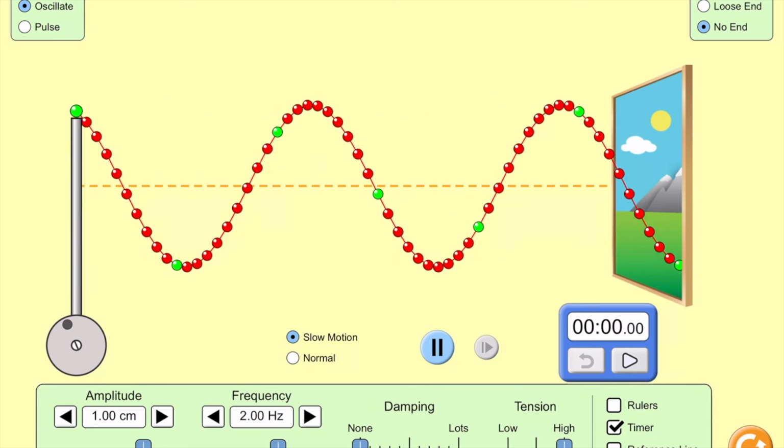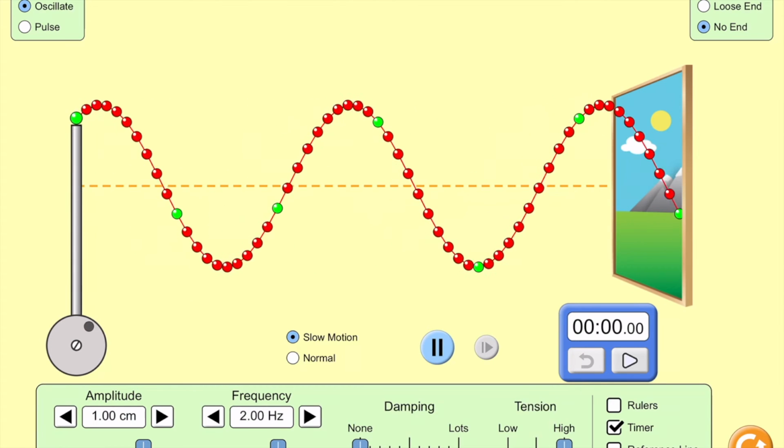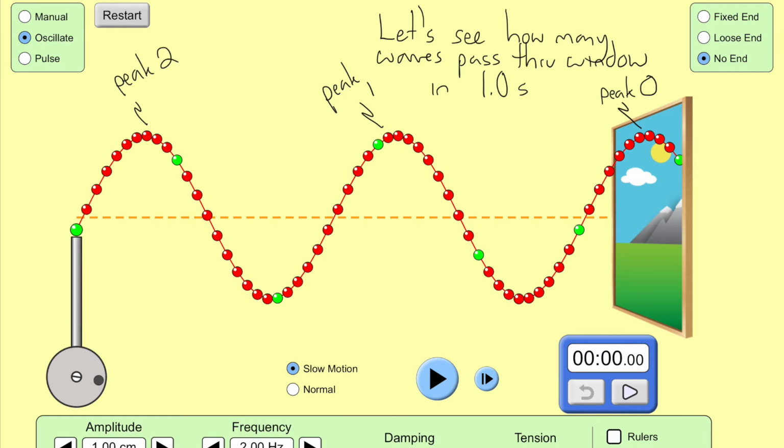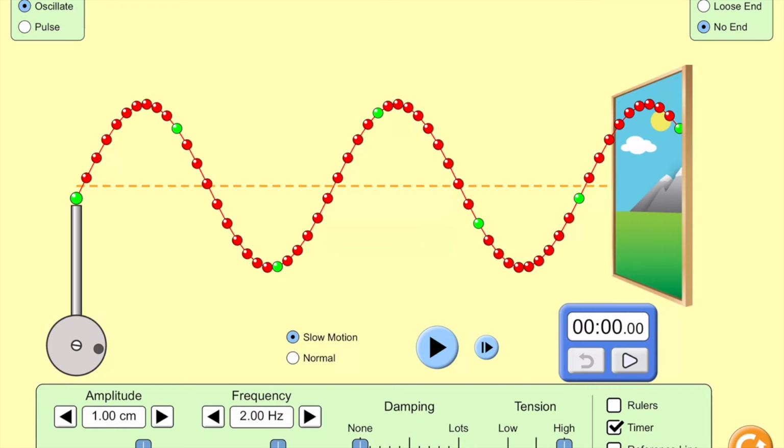This time we're going to look at frequency. So I'm going to stop it right here as it's going through. Okay, now my goal is I want to see how many of these peaks are going to pass through the window in 1 second. So you'll see here I have 3 peaks. Put in peak 0 is where we're starting from. We have peak 1 and peak 2 both coming in at a speed v. I want to count how many of those go through in 1 second. So I'm going to let the timer run, and I'm only going to pause it when the first peak goes through.